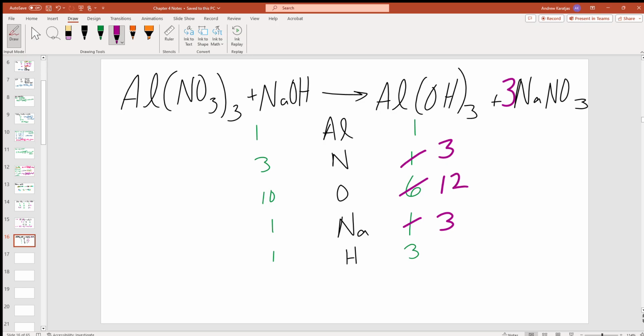All right, and this happens sometimes, especially in more complicated situations. We balance one element and something else becomes unbalanced. So should we fix sodium? Well, if we fix sodium by putting a 3 here in front of sodium hydroxide, now sodium becomes 3, hydrogen becomes 3, and oxygen becomes 12. So oxygen, which was our most complicated element to balance, turns out ended up being the easiest one to balance because we did all the others and it just kind of took care of itself. And that will happen in many cases.